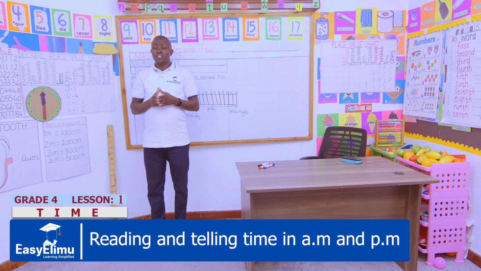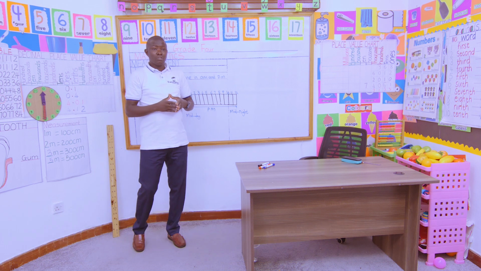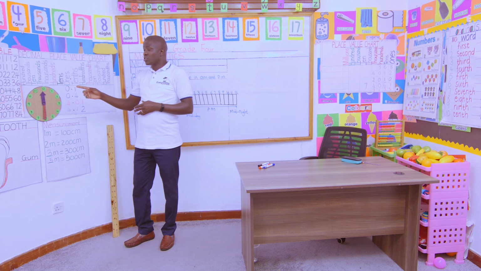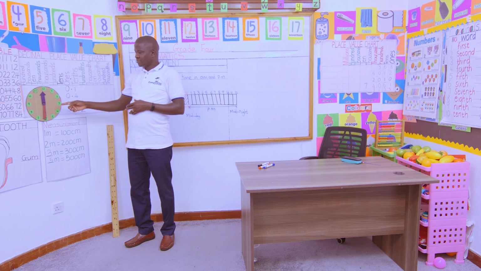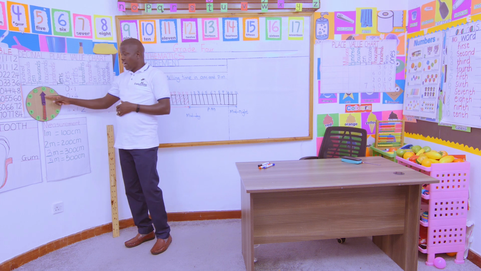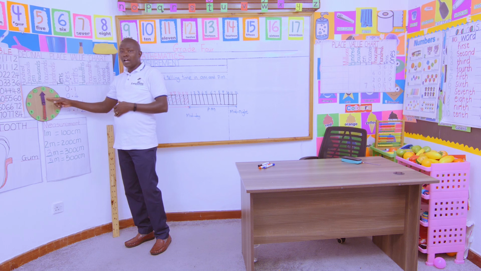But before we continue, I would like us to remind ourselves how we used this clock face. Remember, for example, it had a short end and a long end. The short end was used to tell hours, while the longer end is used to tell minutes. So, for example, now it's 12:30. It is 12:30 or 30 minutes past 12.